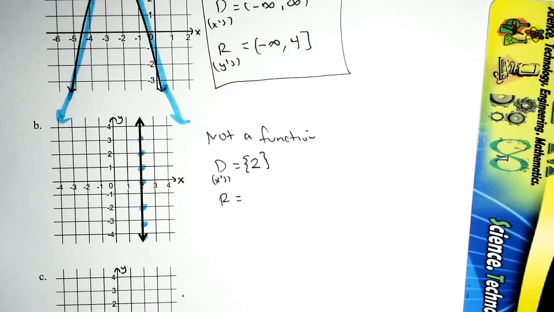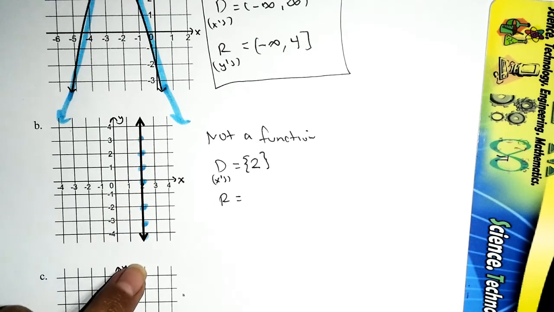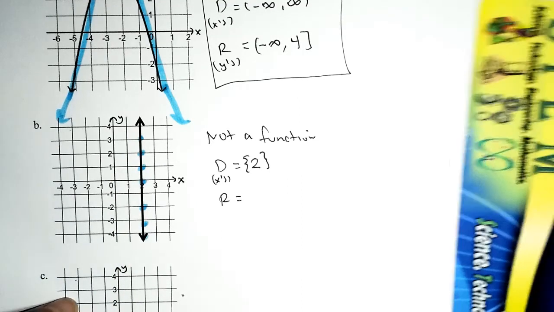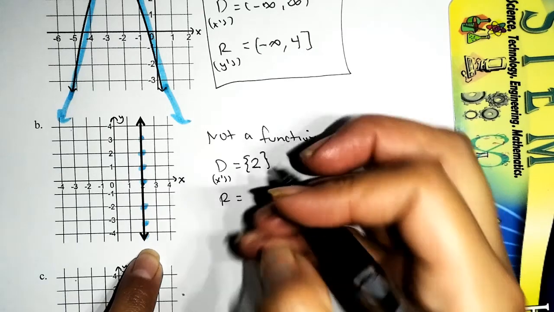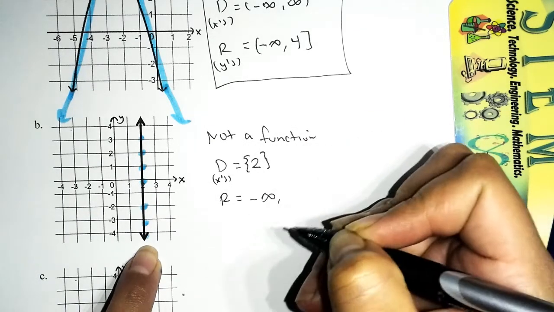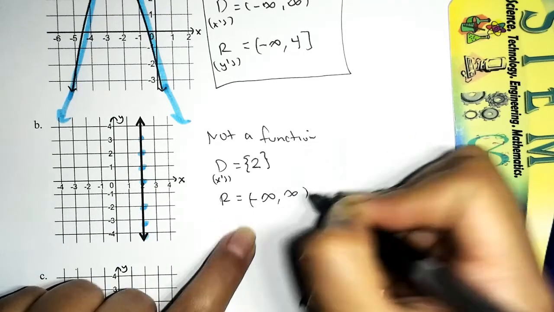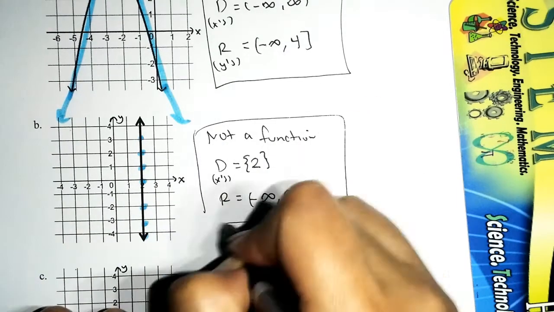So what are the y values that are used to create this graph? We are grabbing all the negative y's, and then we're grabbing all the positive y's. So in interval notation, it's the interval from negative infinity to positive infinity. I know it's a weird one. Okay, we're almost done, guys.